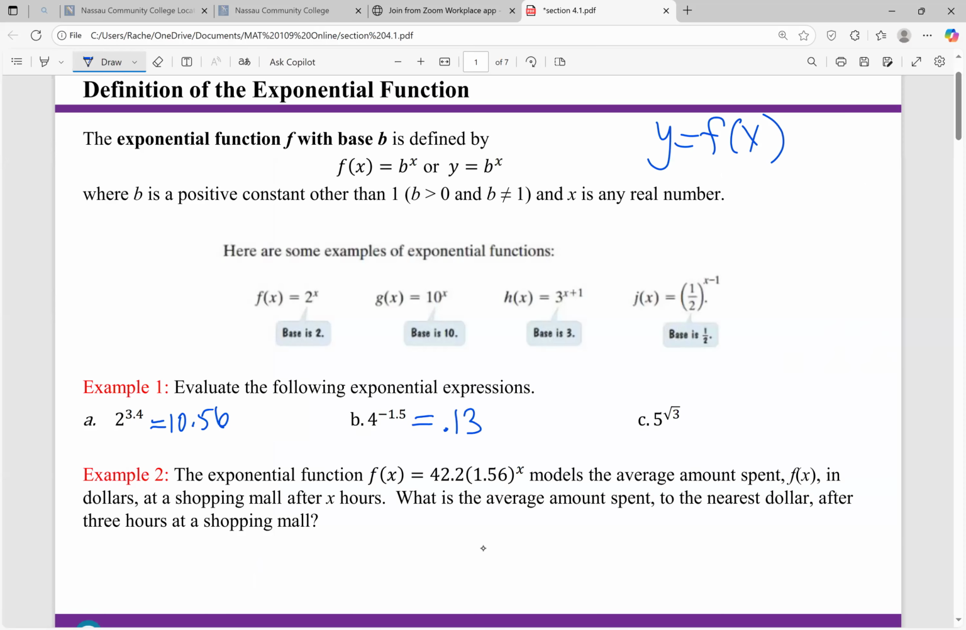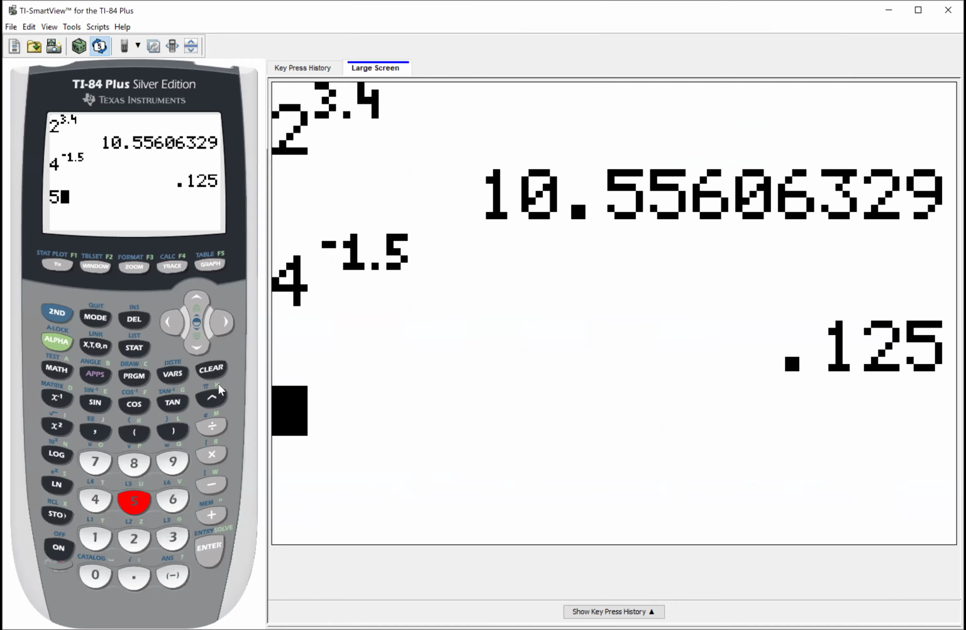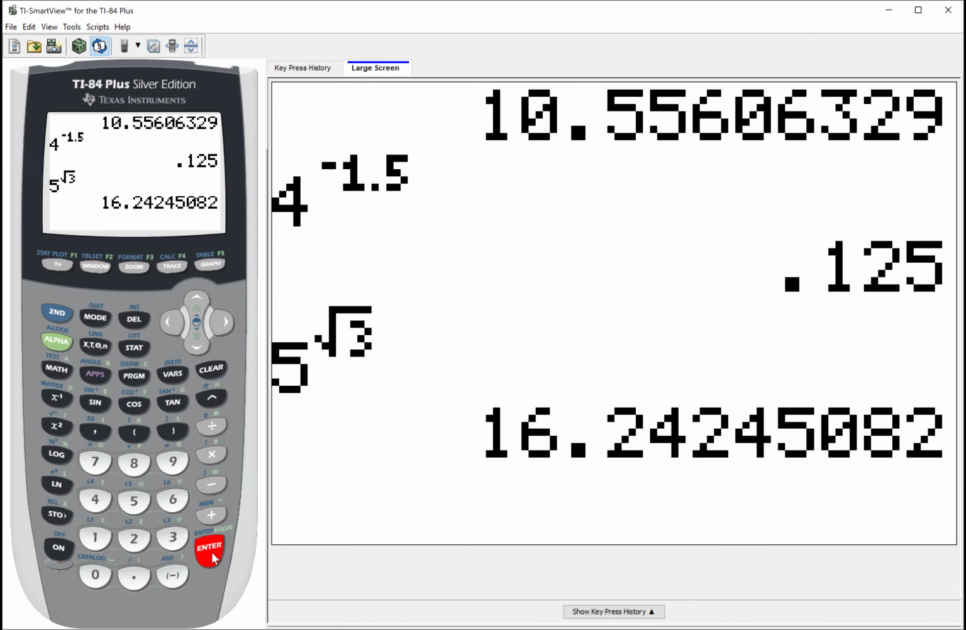And we'll do one more. Let's do 5 raised to the square root of 3. So base 5 raised to, and now pull up our square root, right? And we're going to put 3. So 5 raised to the square root of 3 to 2 decimal places is about 16.24.